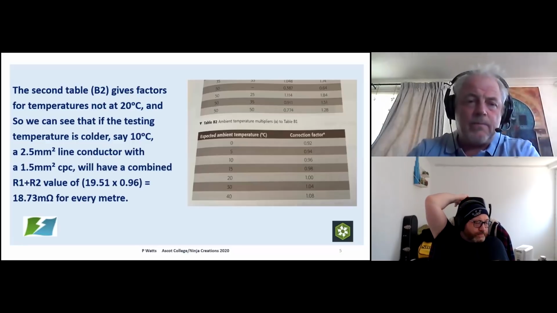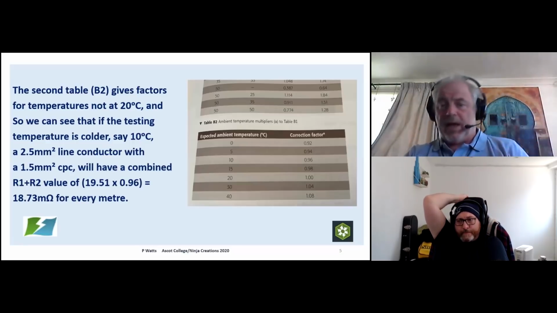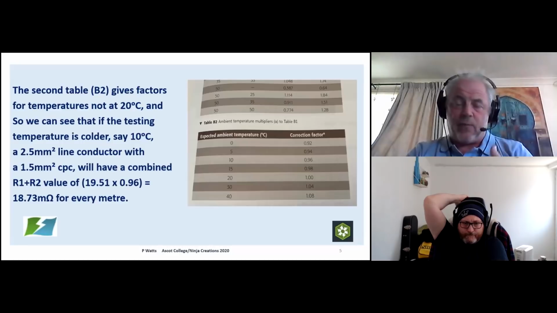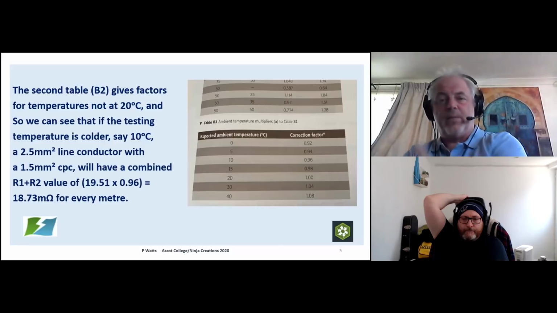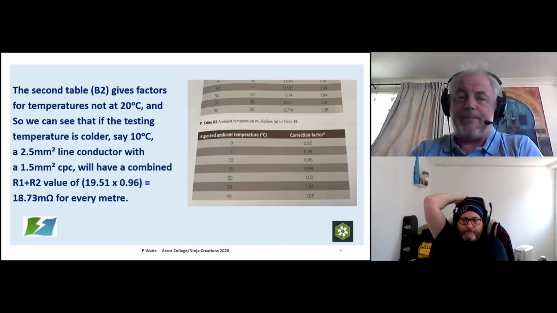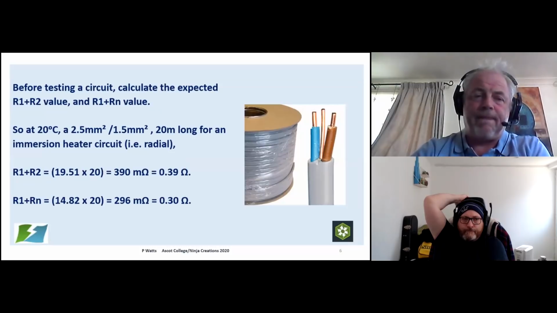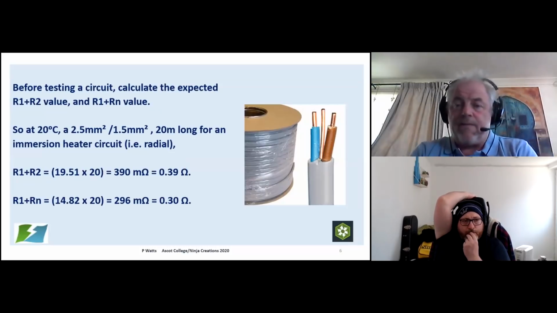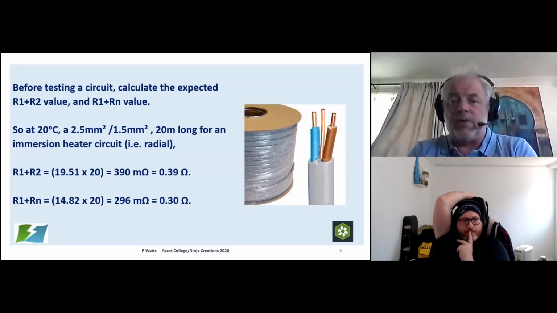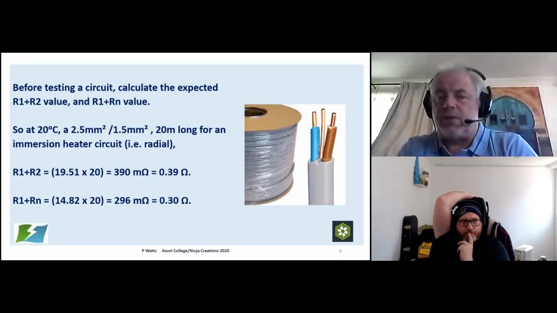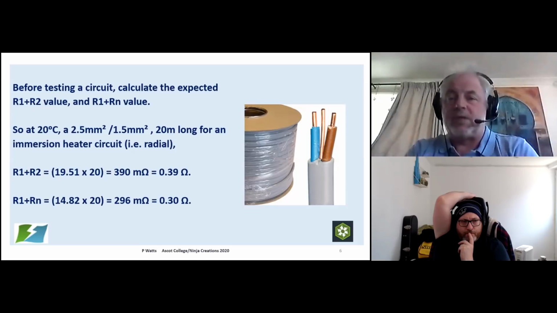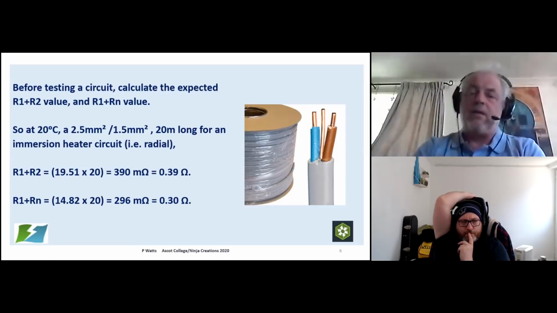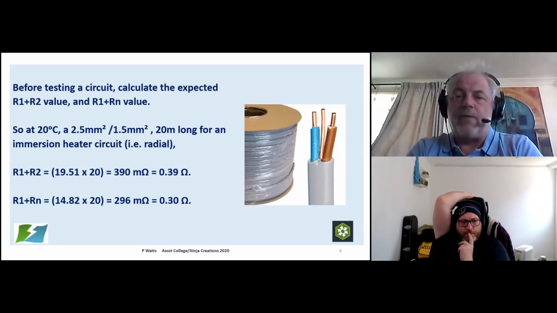So anyway, we can use those tables, the actual values of resistance at 20 degrees. We can apply these correction factors if we are testing at a temperature which is not 20 degrees, and that will give us a value that we can then compare with our test result when we actually do it. What I like to do, before I start my testing on a new installation, is do my calculations. I'll know the length of the circuit, I'll know the size of the cables, so when I press my button to do my test, I've got a value that I'm expecting.